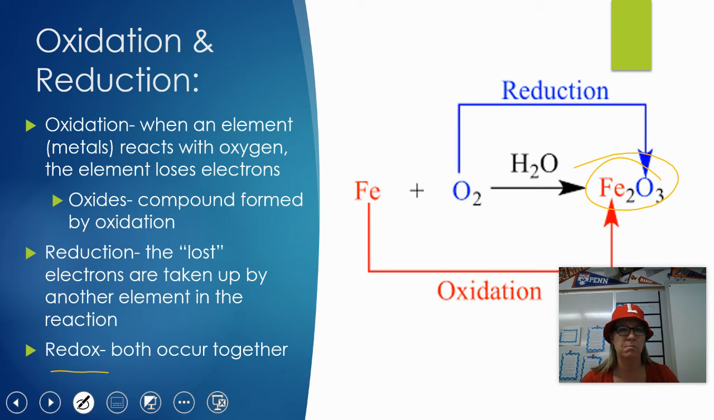So the reduction portion of this reaction is when those lost electrons are taken up by another element in that reaction. You can't have oxidation without reduction, and so frequently these reactions are referred to as redox reactions because the reduction and the oxidation are both occurring, okay?